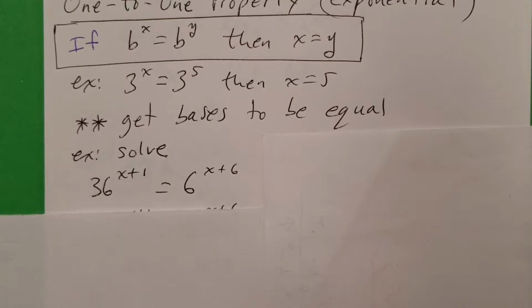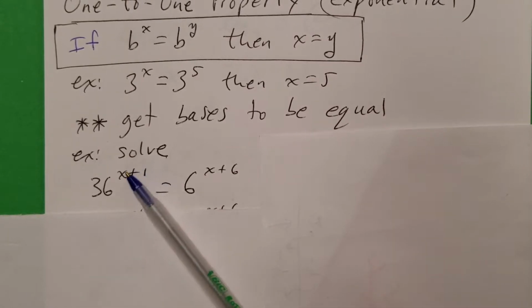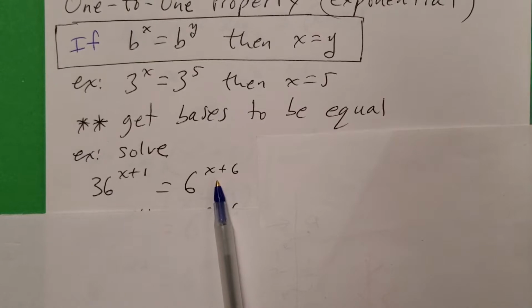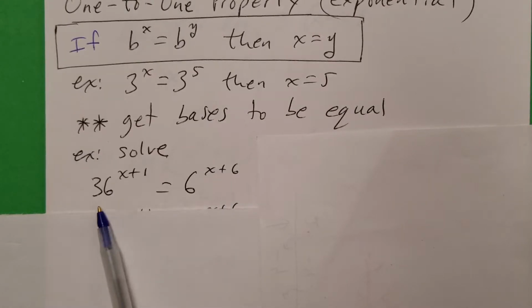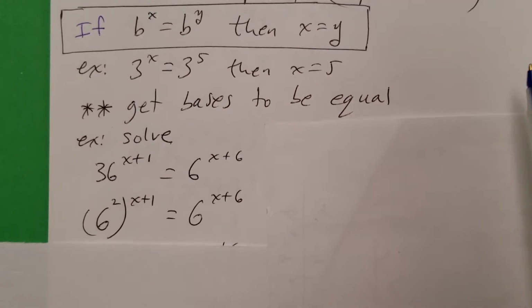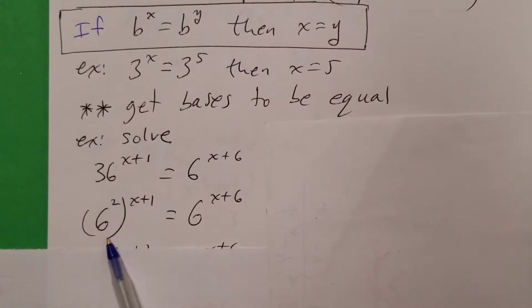So what do we have here? We have 36 to this power, 6 to this power, right? So can we say x plus 1 equals x plus 6? No, we can't say that right now because the bases are not the same. But if you look closely, I can change this 36 to a base 6, right? Because we know 36 is really 6 squared. So now, if you look, the bases match.